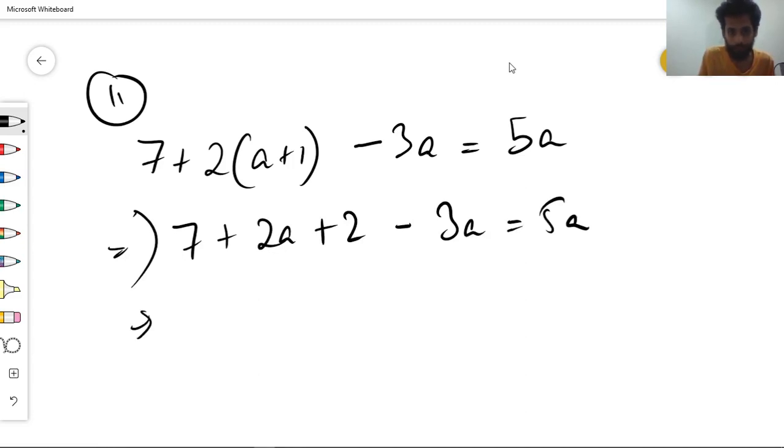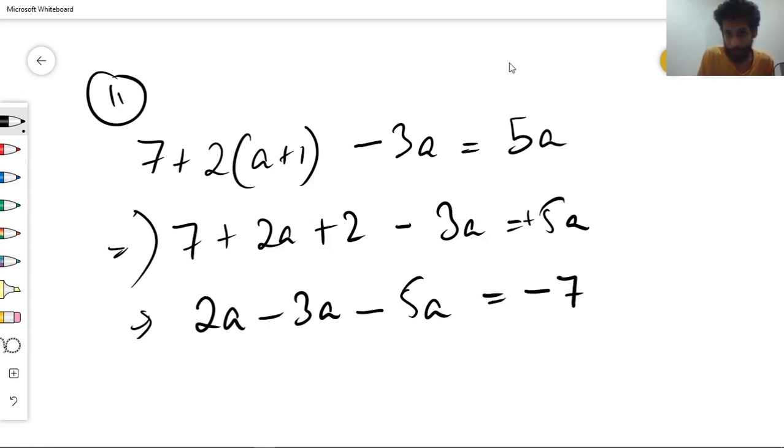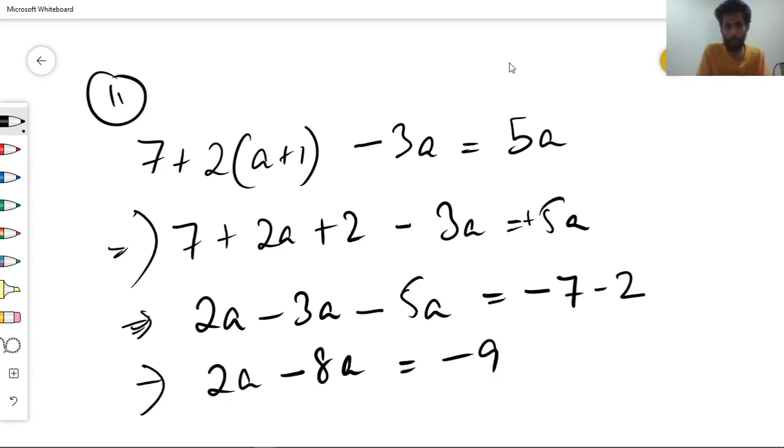Okay, now this one is a number, this one is a number, this is an alphabet, this is an alphabet, so we will bring the alphabets to this side. Twice a is already here, minus 3a. This 5a has a plus, so if I bring it to this side it will be minus 5a. Then this 7 will go to the other side, so it will be minus 7. This will go there, it will be minus 2. So after this, twice a minus 8a is equal to minus 9.